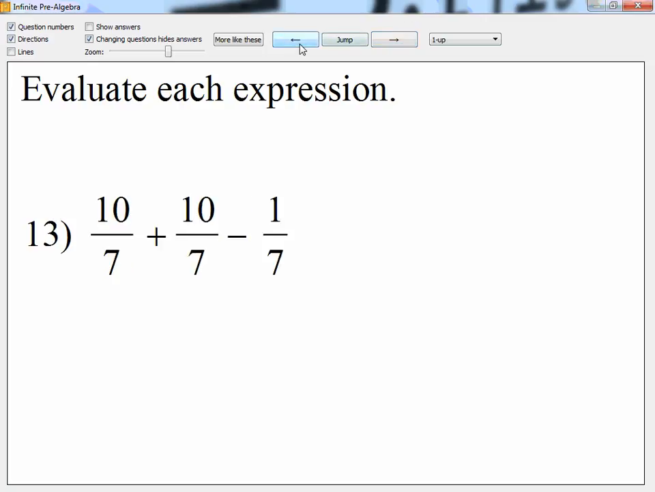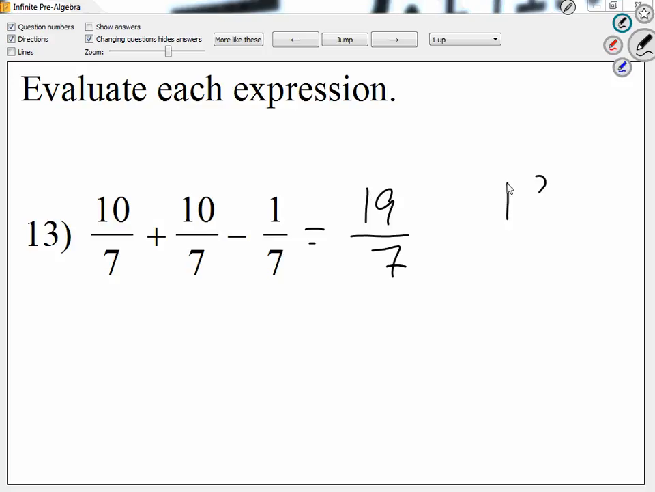Let me take a look at number 13. And the difference of 13 is that now we have 3 numbers, right? 3 fractions. But we still do it the same idea. Copy the 7 from the bottom. From the top, how much is 10 plus 10 minus 1? 19. Alright. So let me go 19 divided by 7.